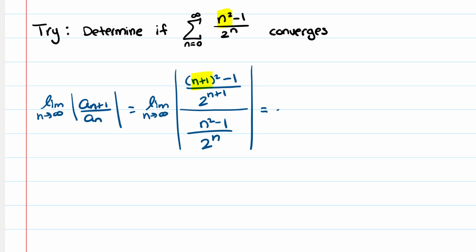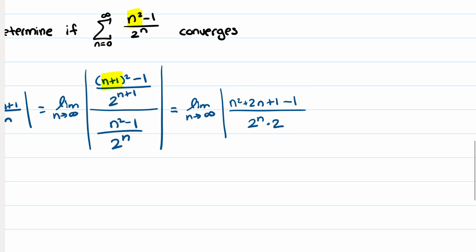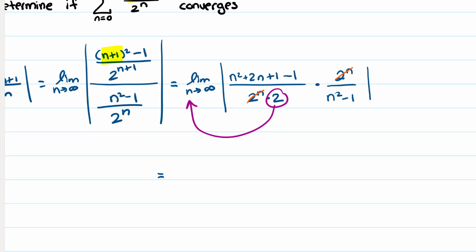Okay, so let's clean that up because this is just not pretty to look at. So I'm going to write this as n squared plus 2n plus 1 minus 1 divided by 2 to the n times 2. Then I'll do two things at once: I'm also going to multiply by the reciprocal. So the 2 to the n's cancel. This 2 can come out. It's in the denominator, so I'll pull that out as 1/2 times the limit as n goes to infinity of the absolute value of n squared plus 2n divided by n squared minus 1.